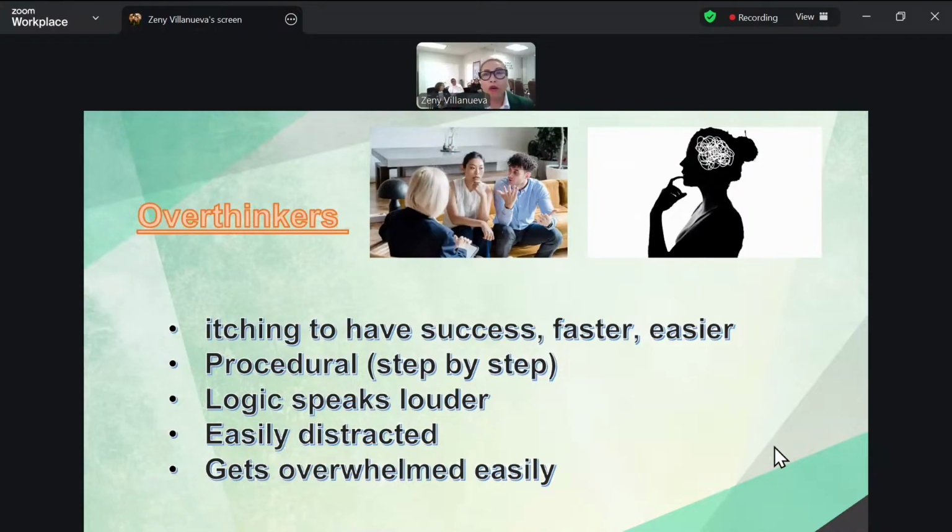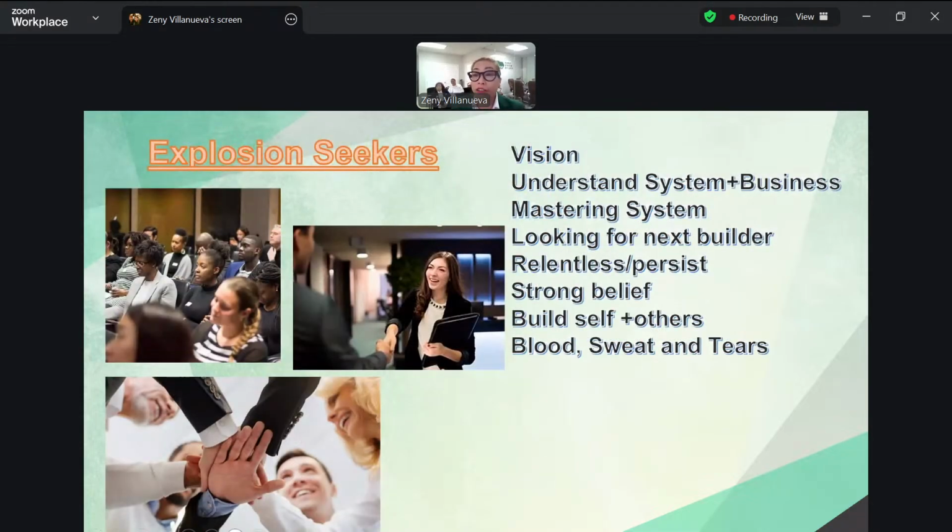Okay. So the overthinkers are the ones that get easily distracted because they get overwhelmed easily. They think of so many things because they're in a hurry, right? Like I'm saying, they're itching to have that success. So that's why they get overwhelmed easily. These are the overthinkers. Now, what about the explosion seekers? So just for yourself, see where you are at.